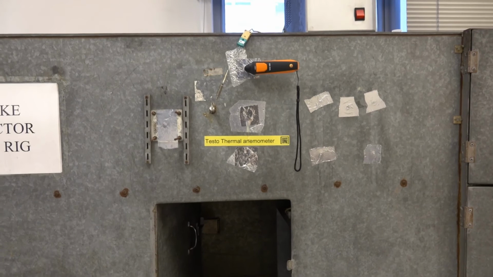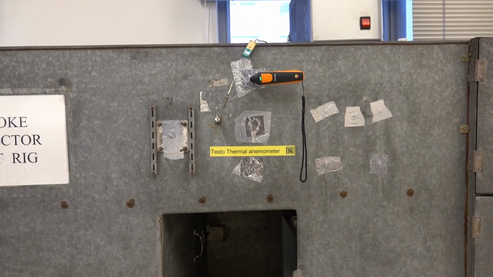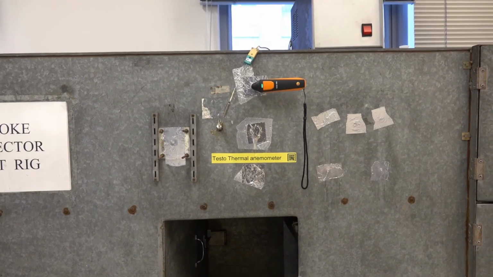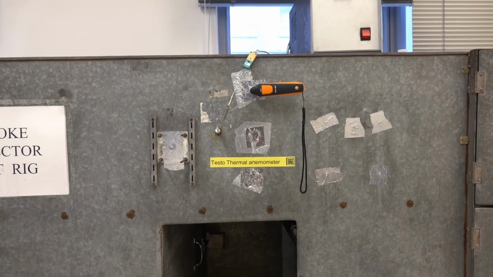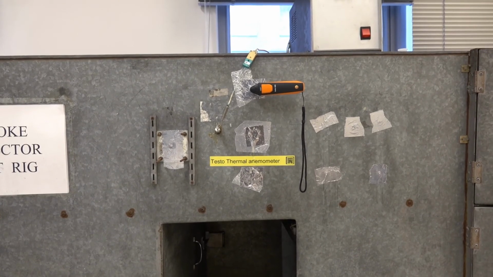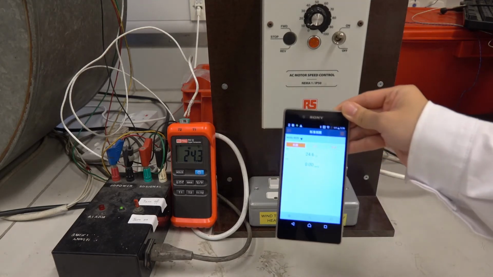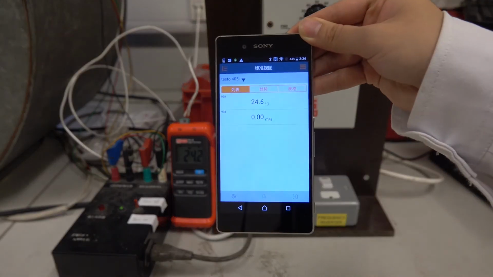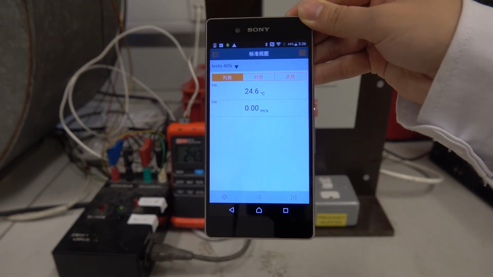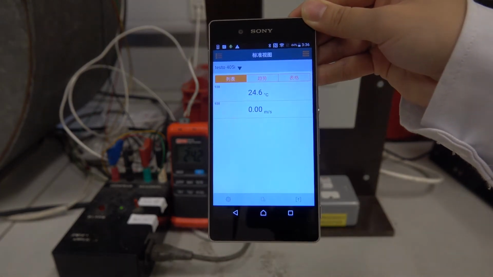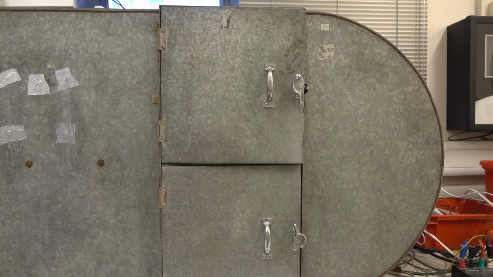The hot air is flowing to the top part of the duct. Here we have the testo thermal anemometer, which can measure the temperature and airspeed at that point. We can use our cell phone, connect with this meter, and monitor the real-time temperature and wind speed. We can see how technology could change our life.